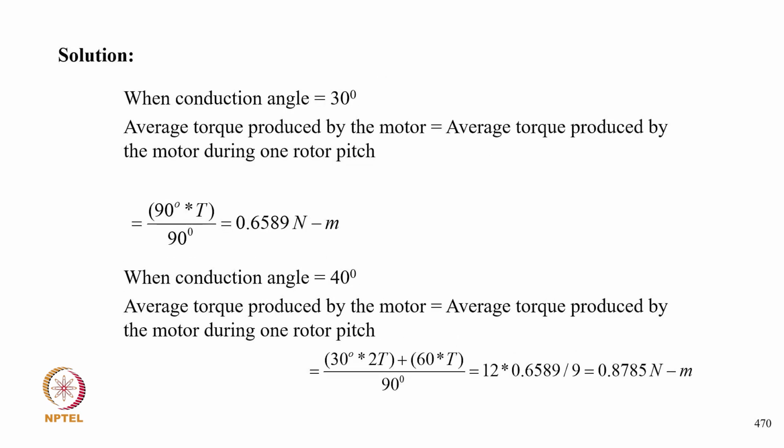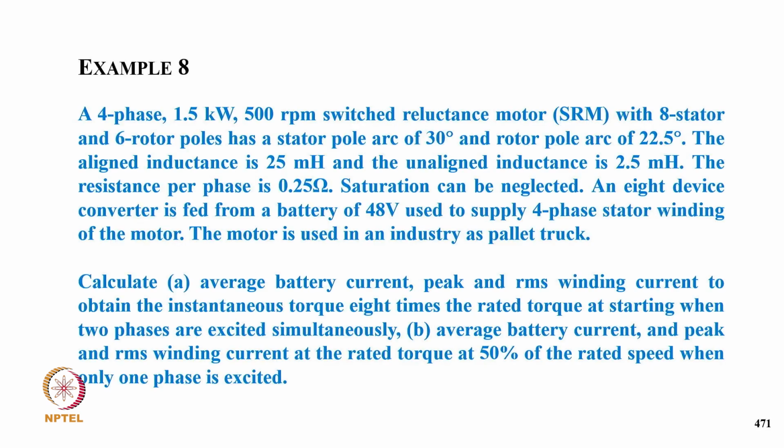When conduction is 30 degrees, the average torque in one rotor pole pitch is 30 into T upon 90, that comes 0.6590. When conduction is 60 degrees, the average torque produced by the motor is 30 degrees into 2T plus 30 into T upon 90, that comes 0.8785 Newton meter.